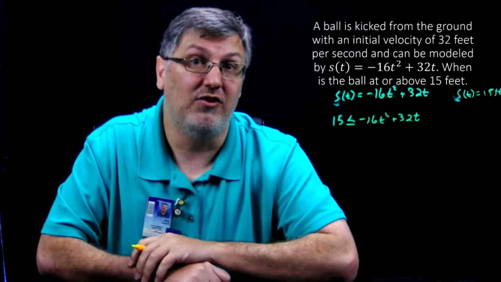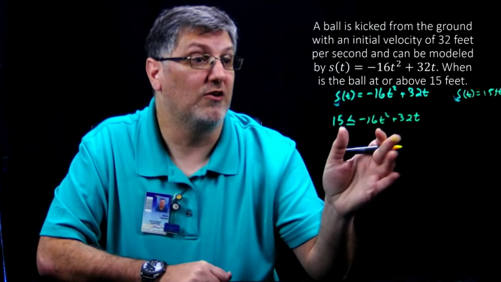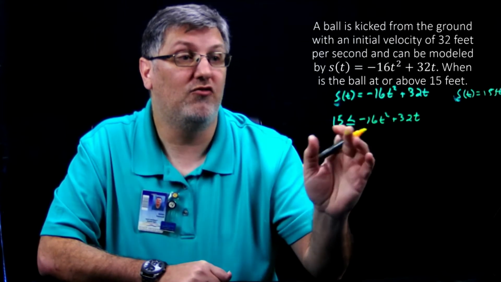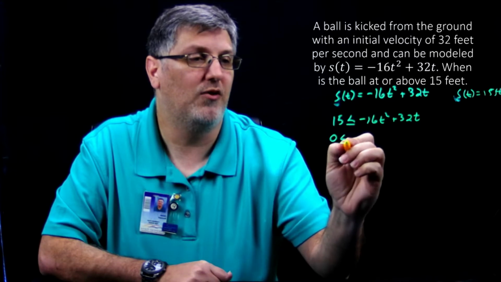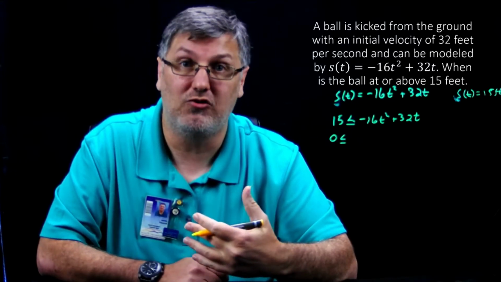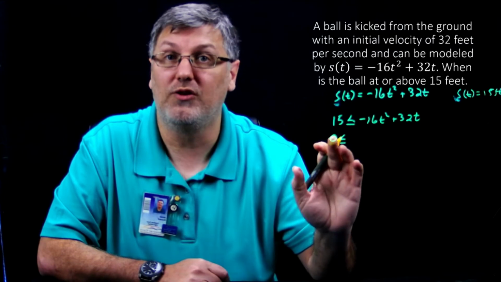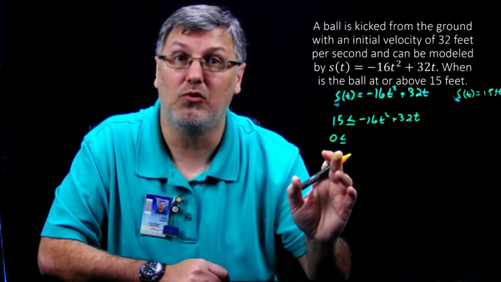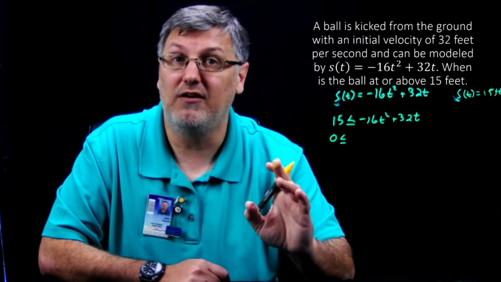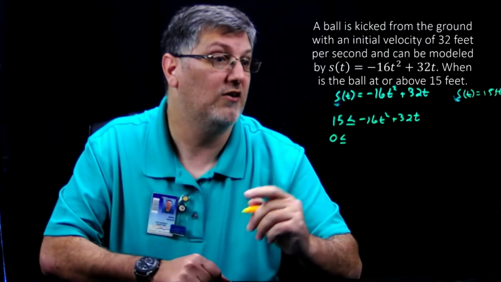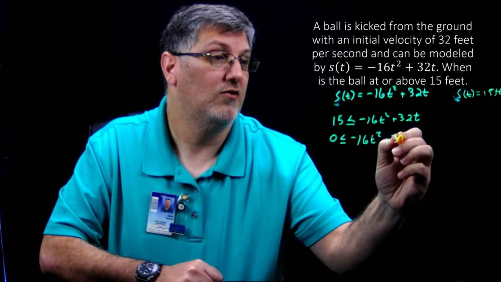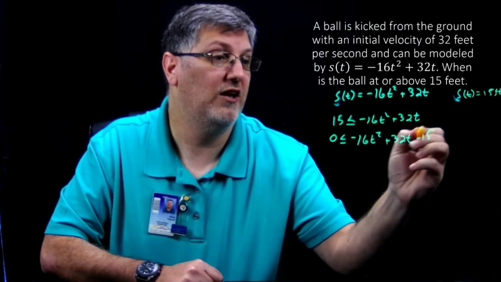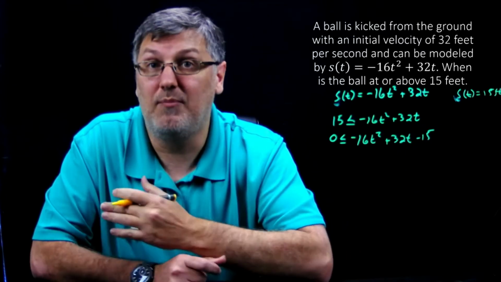So that's what I'm asking you, I'm asking you just to find t. That's it. All right, so let's look. I'm going to go ahead and subtract this 15 and bring it over. If you remember your rules from inequalities, when you add or subtract, you don't change your inequality. You only change your inequality if you multiply or divide by a negative number, or if you take the reciprocal of both sides. So negative 16t squared plus 32t minus 15. From here, I'm not even going to mess with this.